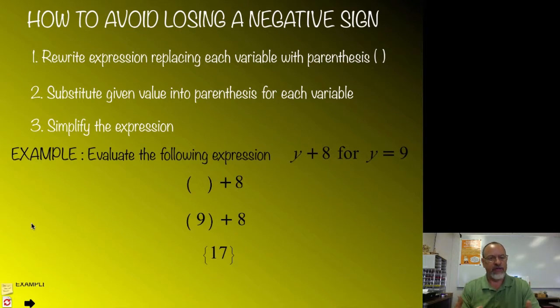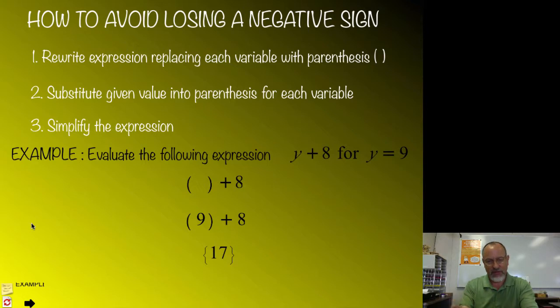Okay, so it's a very simple method for not losing a negative sign. Rewrite the expression using letters or using parentheses for every letter. Then go back and put the numbers in. Do not put the numbers in as you're writing the parentheses. That's where the error occurs. And again, we're trying to avoid that.